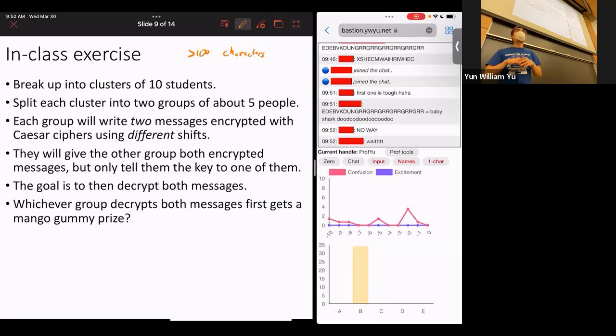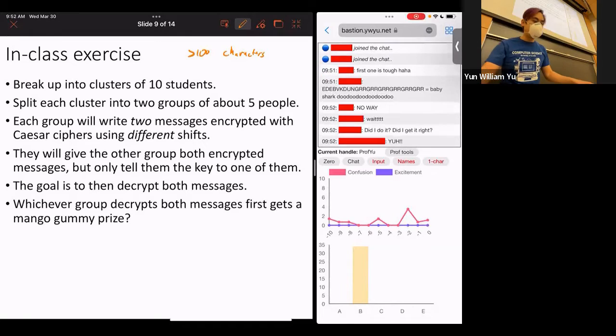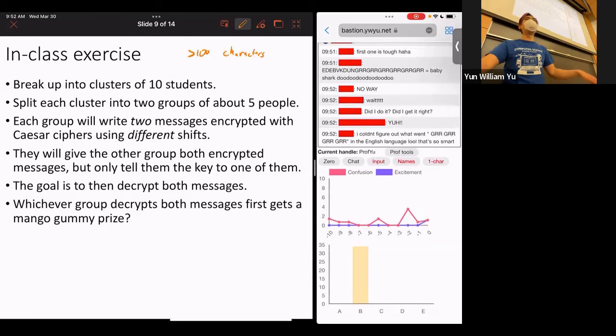Let's aim to give the text to your counterpart group at, say, a little bit past 10 o'clock. So hopefully by then you'll have written down both your encrypted messages.